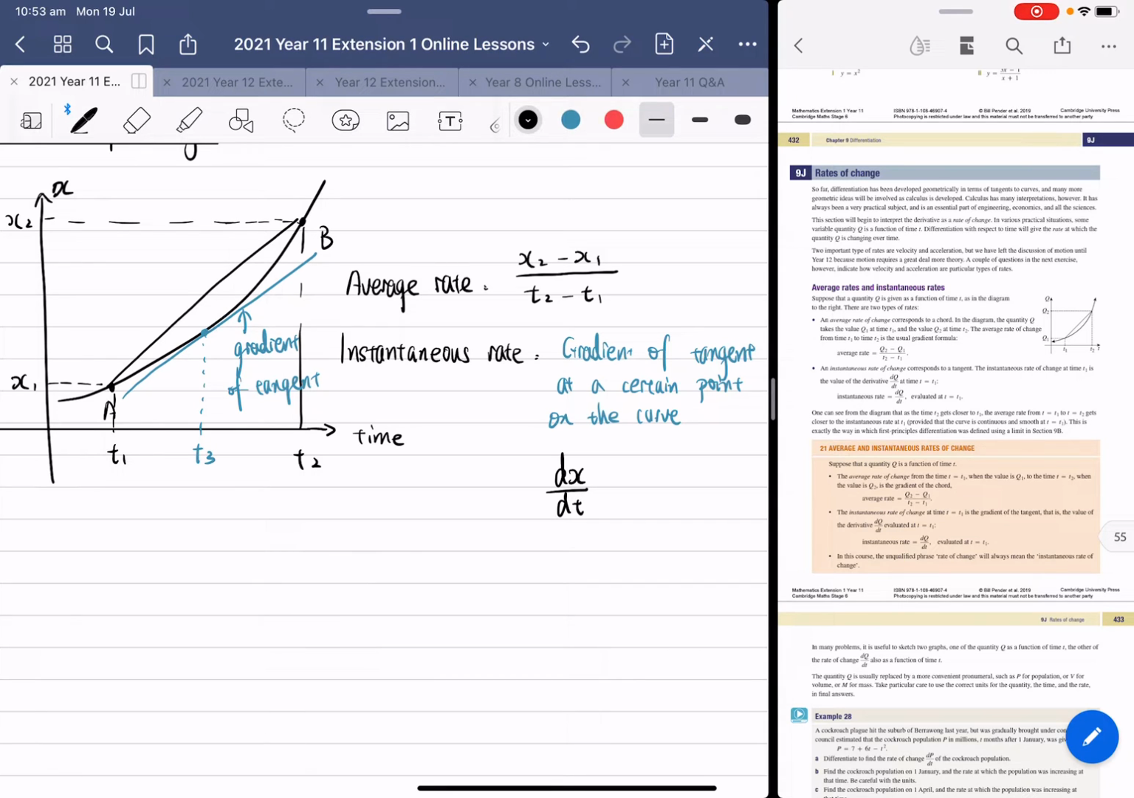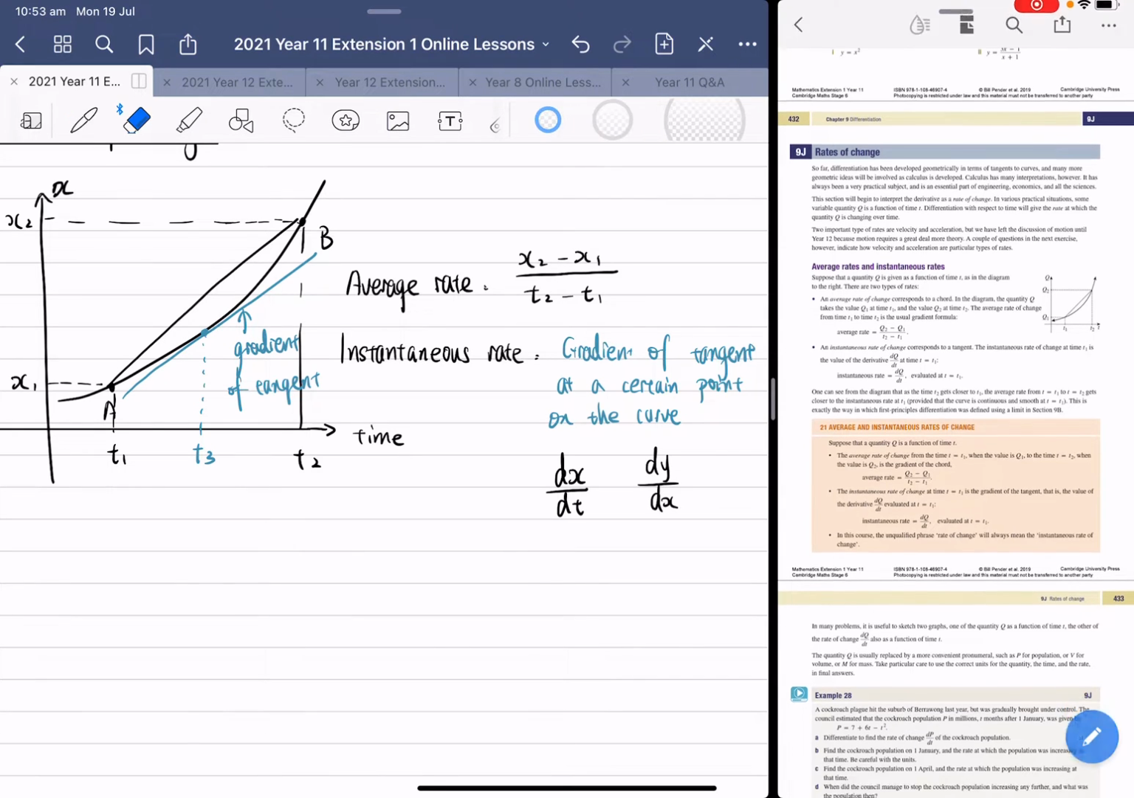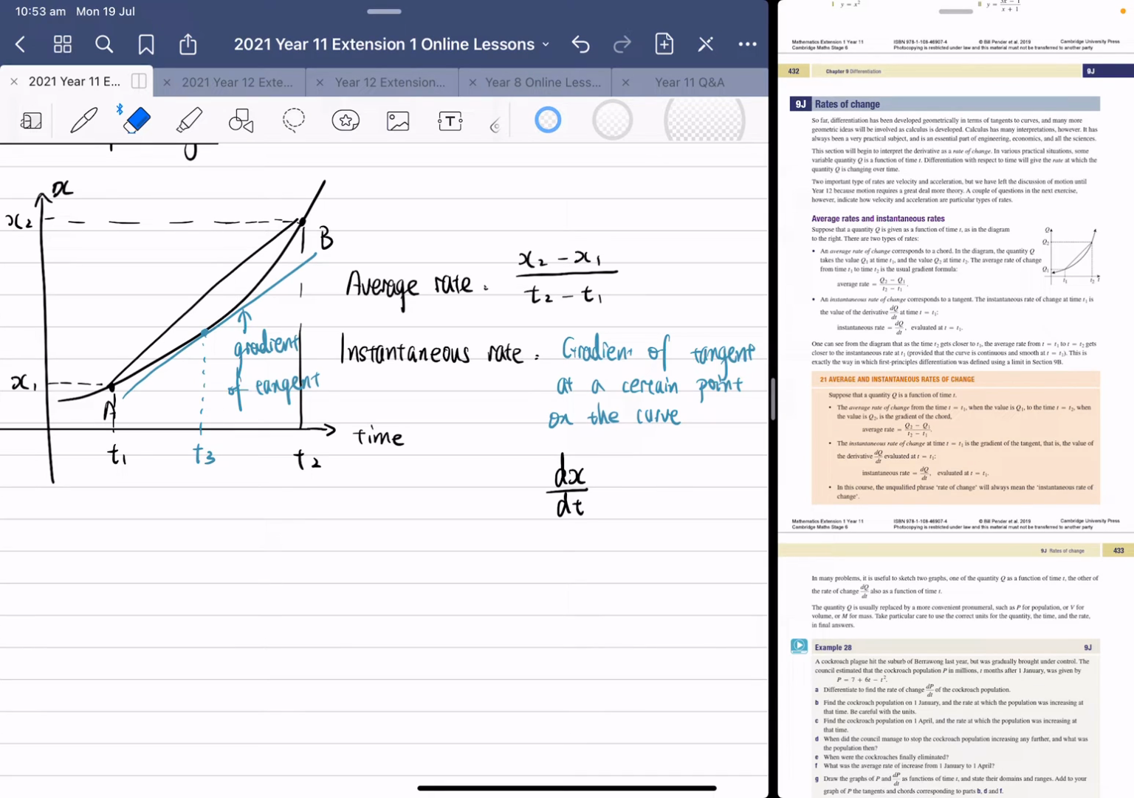Now I know sometimes students get confused. Usually we just write dy over dx. How come this time it becomes dx over dt? Now x is just representing a function in terms of time, so it could be dQ over dt, dP over dt. The population changes, the rate at which the coronavirus is increasing, that's the dP over dt, the population that got infected. That's what an instantaneous rate is about.